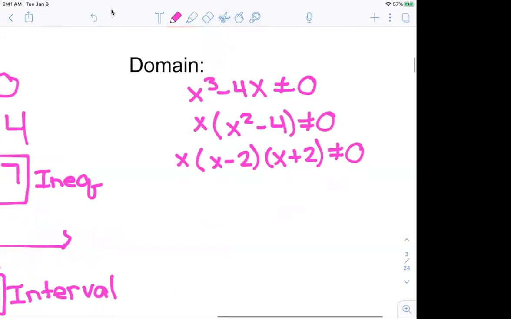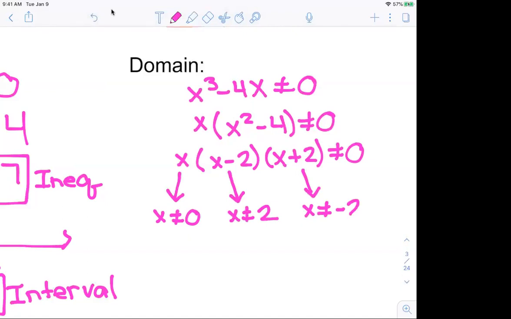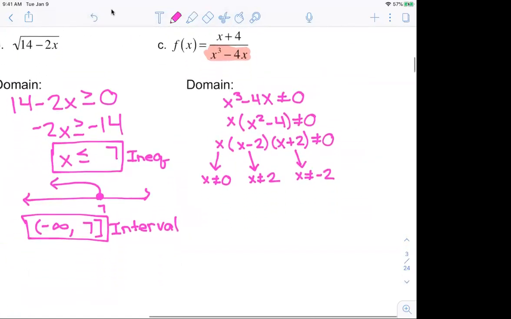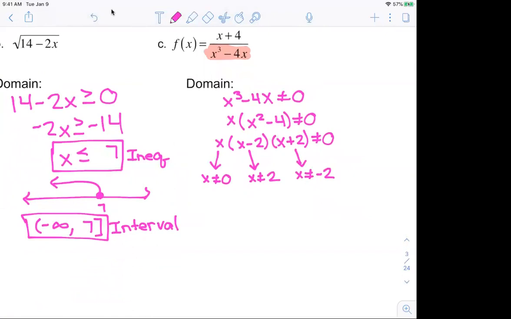Then, using the zero product property, I would set each factor not equal to 0. So x can't equal 0 is one answer. From our next factor, x cannot equal positive 2. And from our next factor, x cannot equal negative 2. That should be an easier problem. The factoring there is not difficult, but if you were struggling with factoring before, this makes this problem a lot harder to do.